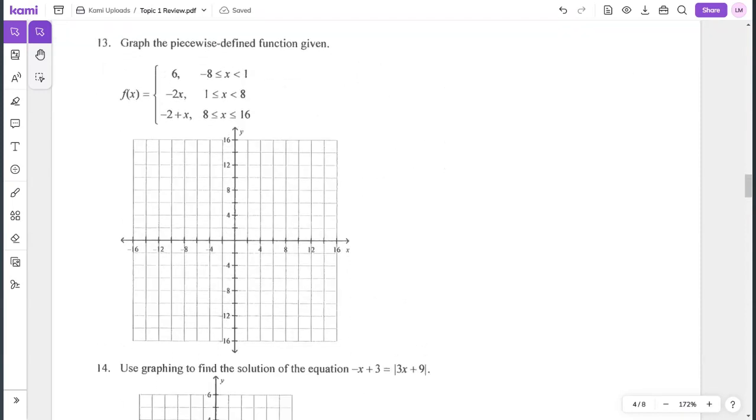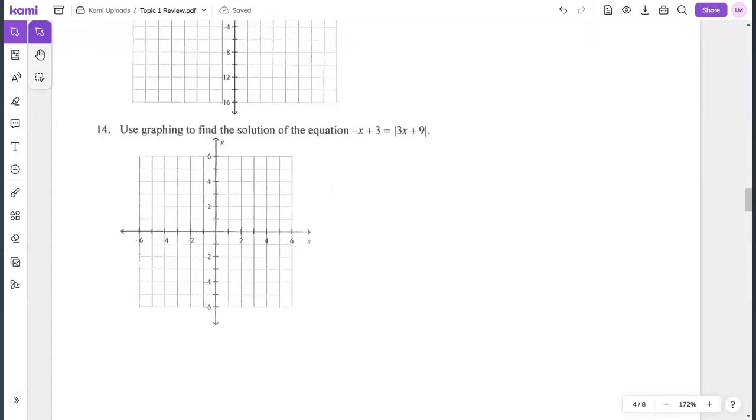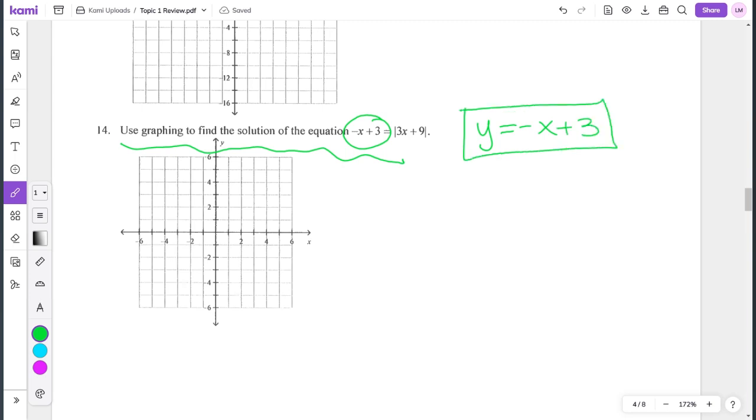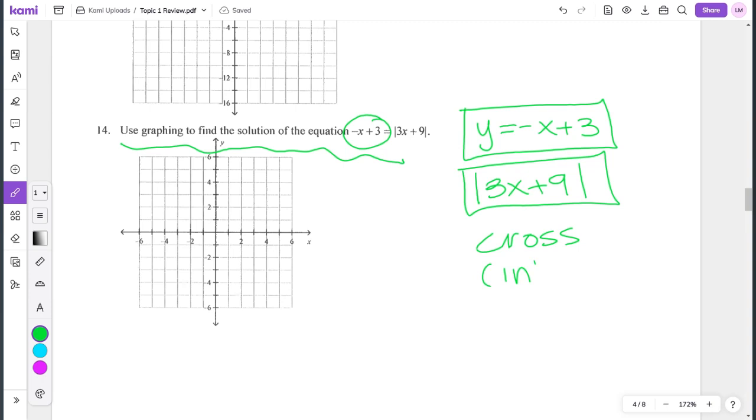So there's a piecewise to graph. This one, when you see it on the test, you can use your graphing calculator or Desmos. So remember, when you practice on this one, on Desmos, put y equals -x plus 3 in the first block on Desmos, and put absolute value of 3x plus 9 in the second block, and see where they meet. Where do they cross? So look for intersection.